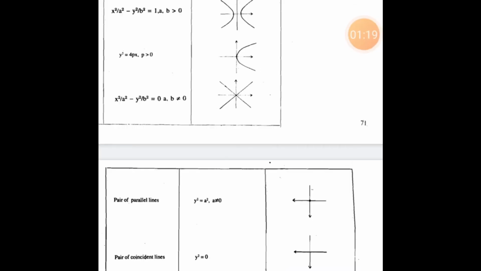For pair of parallel lines, this is the standard equation, and this is the sketch. For pair of coincident lines, this is the standard equation, and this is the sketch. For point conic, this is the standard equation, and this is the sketch.